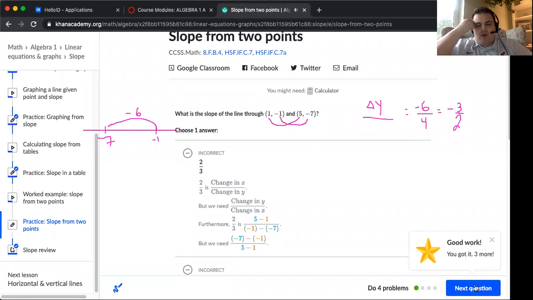The one thing that I think I've seen students struggle with the most, first off, make sure you put change in y on top, and then I'll finish this off. I realize now I didn't finish my notes here. My change in x goes on bottom, all right? Make sure that you get that right. That's probably the biggest misconception that I see, is they have the x on top and the y on bottom.